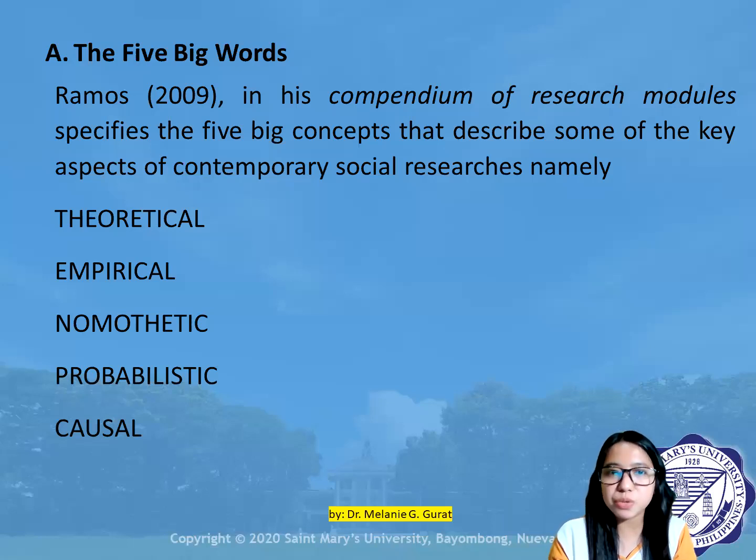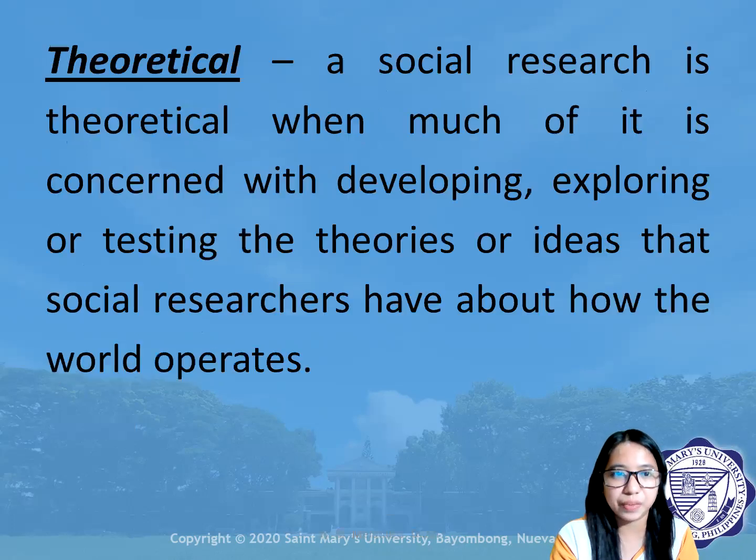Ramos in 2009, in his compendium of research modules, specified the 5 big concepts that describe some of the key aspects of contemporary social researches. And these are: theoretical, so the first big word is theoretical. The second one is empirical. Third one is nomothetic. Fourth is the probabilistic. And the last one is causal. Okay, so let us discuss this one by one.